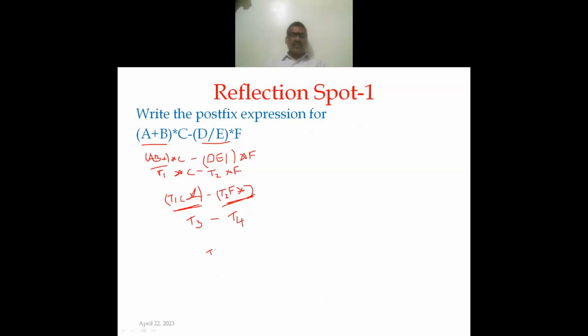So T3 T4 minus. Now you substitute what is the value of T3, what is the value of T4, and substitute what is the value of T1 and what is the value of T2. T2 value is this one. T1 value is this one. You will get the equivalent expression finally in this. Got it? If you are not able to understand, please watch this video from the beginning.